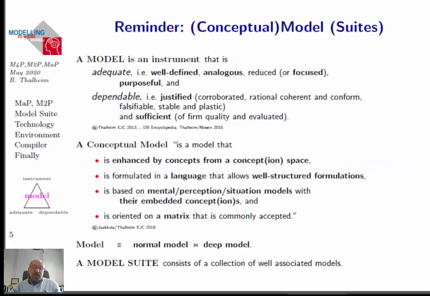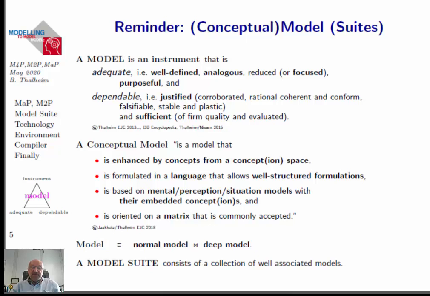As a reminder, a model is nothing else than an instrument that is adequate and dependable. Adequate means in this case it should be well defined or well structured, it should be analogous, it should be focused and purposeful. Dependable means it should be justified and sufficient, whereas justified means it should be corroborated, rationally coherent and conform, falsifiable, stable and plastic, and sufficient means it should have a firm quality and it should be evaluated.